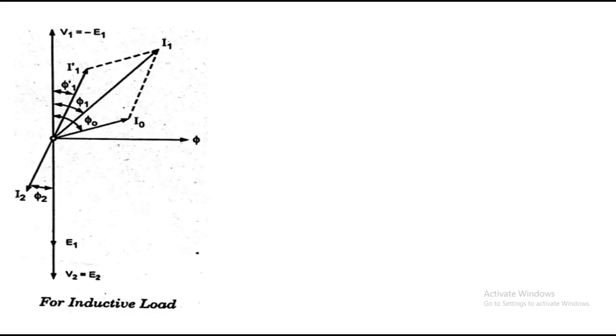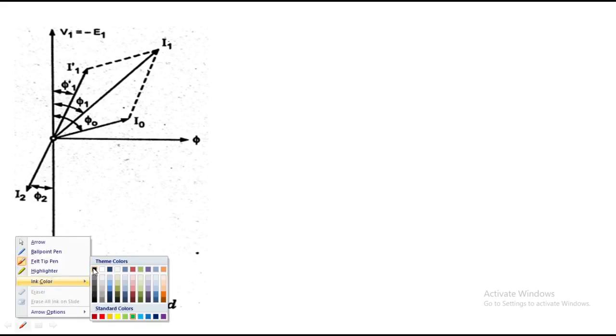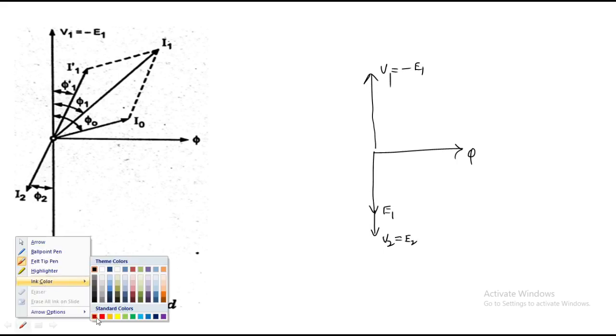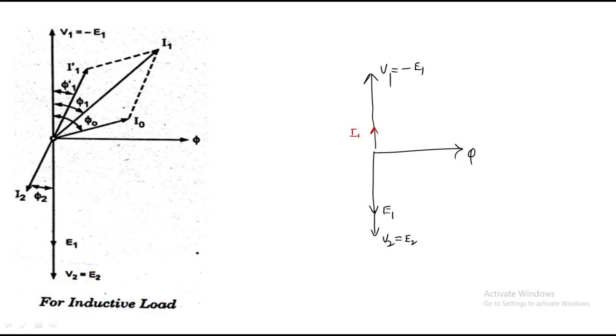Next, coming to inductive load. This is V1, which is equal to minus E1. V2 is equal to E2. This is E1. Clear? Okay. Then this is the full component of current? This is I mu. I mu is somewhat more. So this is the resultant current I naught.